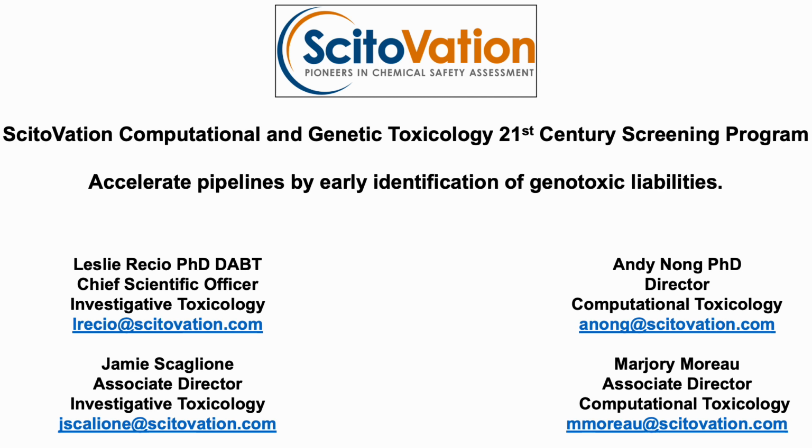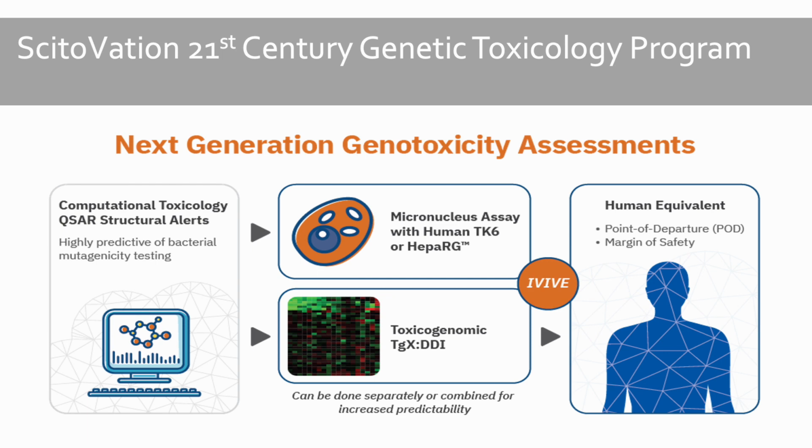Today I'll be talking about our computational genetic toxicology screening program, which is aimed at accelerating pipelines by early identification of genotoxic liabilities. This depicts our next generation genotoxicity assessments that begin with computational tools, computational toxicology, using QSAR to identify structural alerts that are indicative of bacterial mutagenicity testing. These are highly predictive of bacterial mutagenicity, or the Ames test.